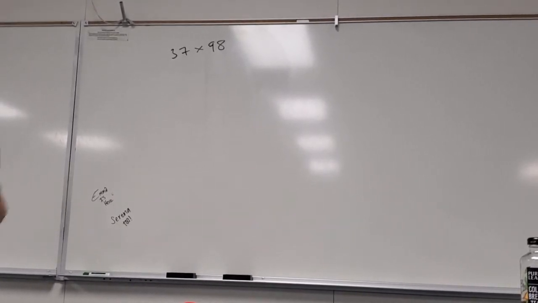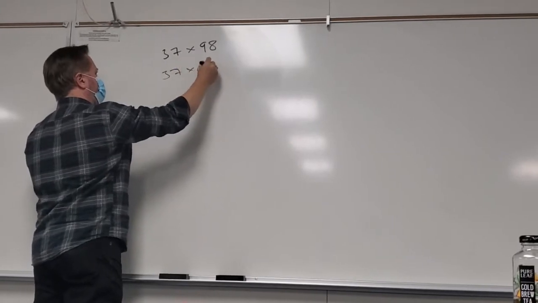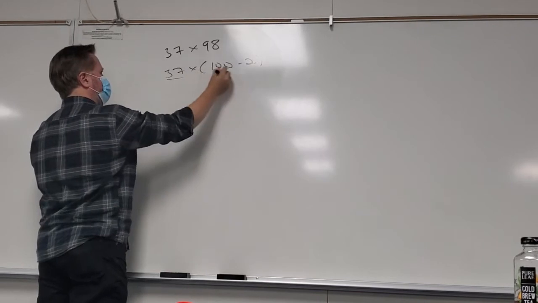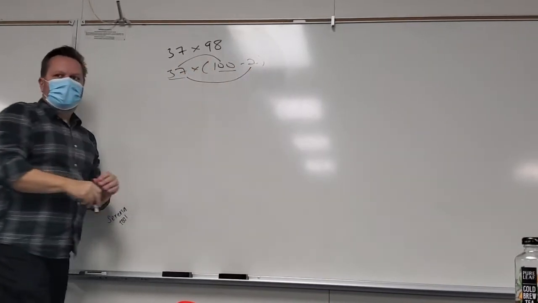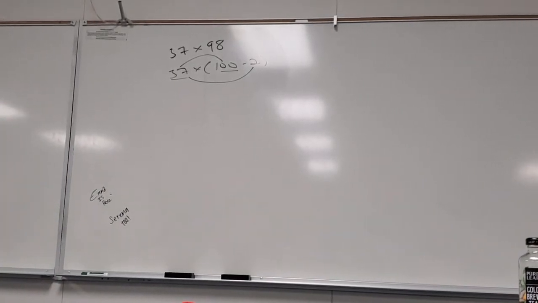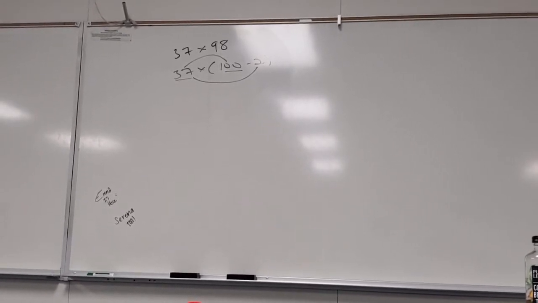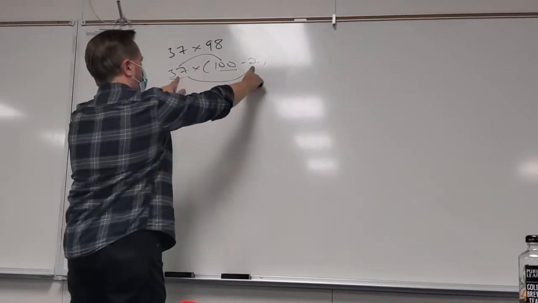But that's not 100, is it? It's 100 minus 2. Cool. So then you can do this, right? Good old distribution. Now, they make a big deal out of 99, but who really cares? It doesn't really matter how far away from 100 it is, but the further it gets away, the worse this multiplication would be, right?